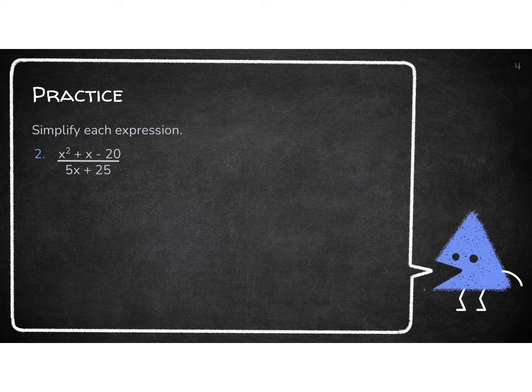So example number 2, I have x squared plus x minus 20 on top divided by 5x plus 25 on the bottom. So I'm going to look just at the top right now. I have x squared plus x minus 20. First things first, do I have a GCF? In this situation, I do not. So since I see an x squared, I know that I'm going to have to factor this. So I have a negative 20 on top and a 1 on the bottom.